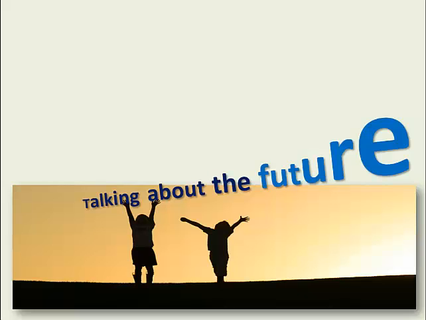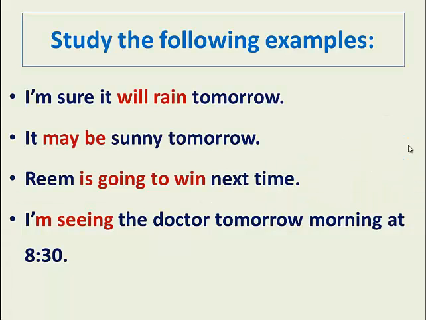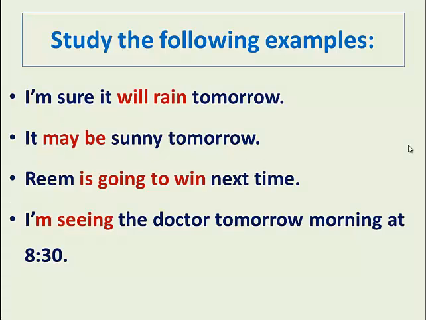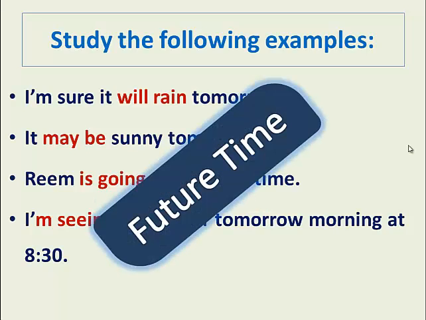We're going to learn about the different ways to talk about the future. Let's study the following examples. I am sure it will rain tomorrow. It may be sunny tomorrow. Reem is going to win next time. I'm seeing the doctor tomorrow morning at... All these sentences talk about something that will happen in the future time.